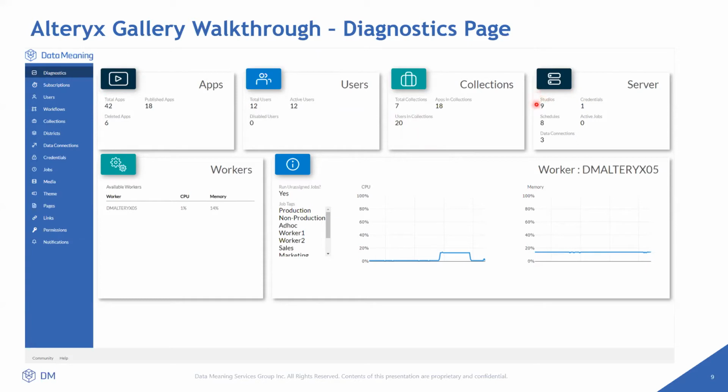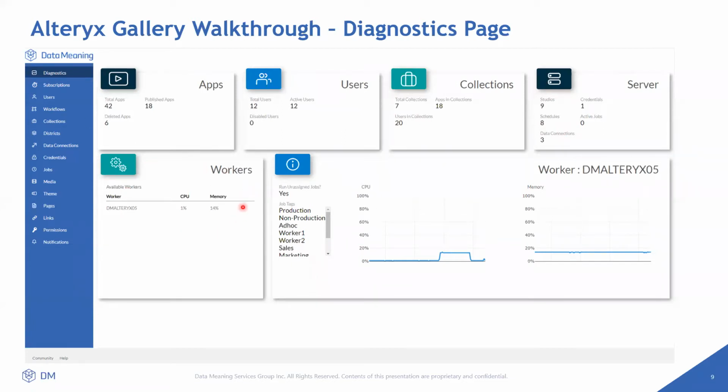Here you have a list of your private studios, any shared credentials, any scheduled workflows, anything running on the system right now, and any data connections that are available to be shared. And I'm going to be touching on a lot of this as we start going through this.